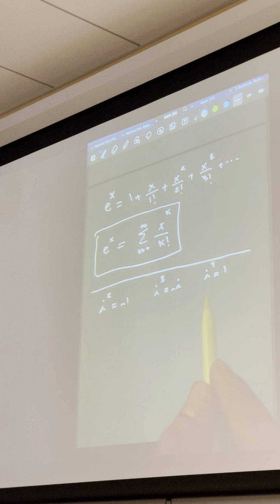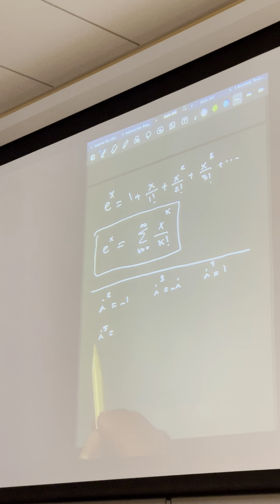Every 4 you kind of recycle and bring back. So i to the power of 5, essentially you just take a mod 4, and whatever remainder is one of those. So i to the power of 6 again is like i squared, so it's -1, and so forth. So this is important to know.